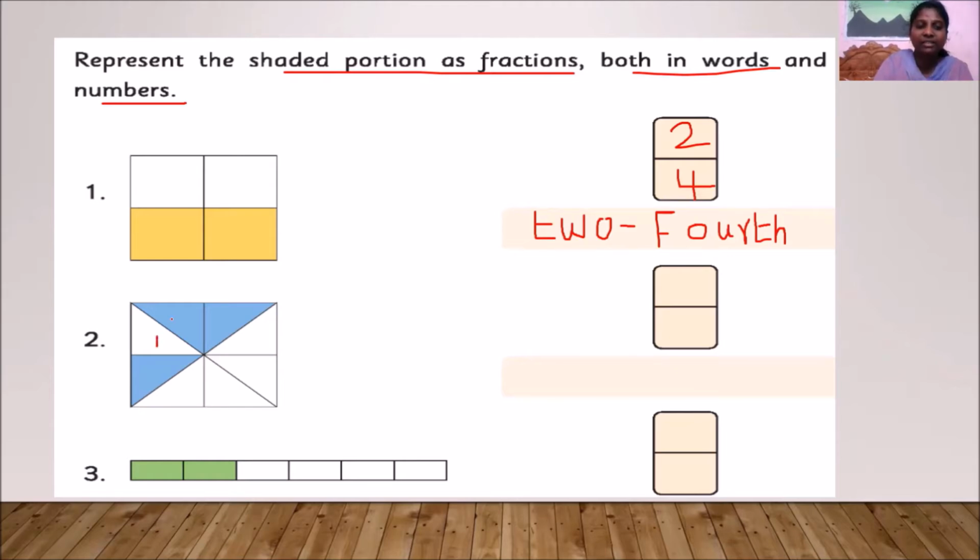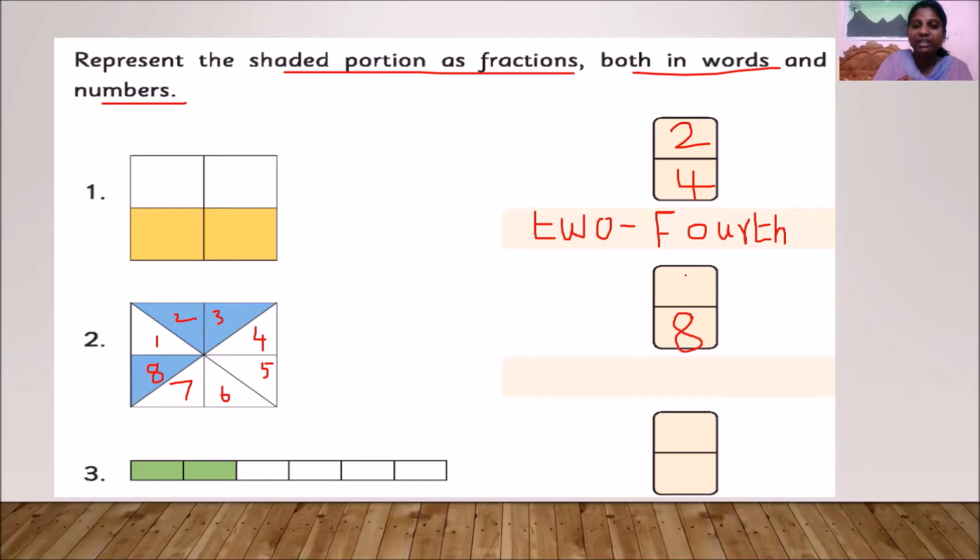The second one. Here the rectangle is divided into how many parts, children? Come, let's count. 1, 2, 3, 4, 5, 6, 7, 8. Now tell me. Very good. Total number of parts here is 8. Where do we have to write 8, in numerator or denominator? 8 is the total number of parts. So we have to write 8 in the denominator. Very good.